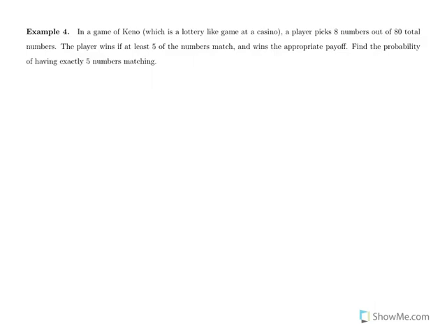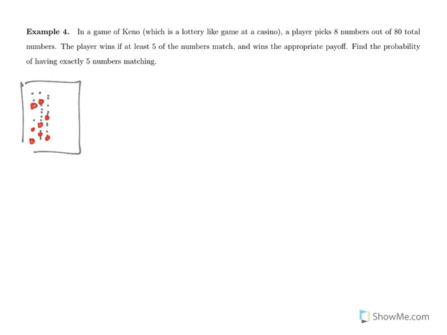All right, next we're going to talk about a game called Keno. Keno is basically a lottery-like game played at a casino. You pick 8 numbers. In fact, there's actually different amounts you could pick for different games. Let's just say you pick 8 numbers out of 80 total numbers. You have a little scorecard here with your 80 numbers, and you choose 8 of them. If you match a certain number of the winning numbers chosen, then you get the appropriate payoff.